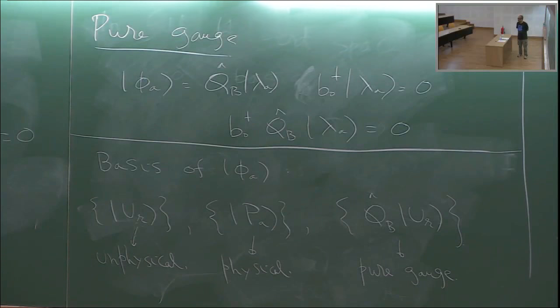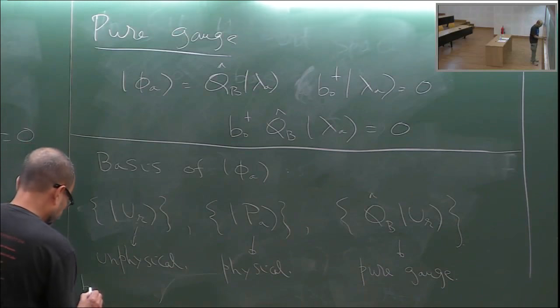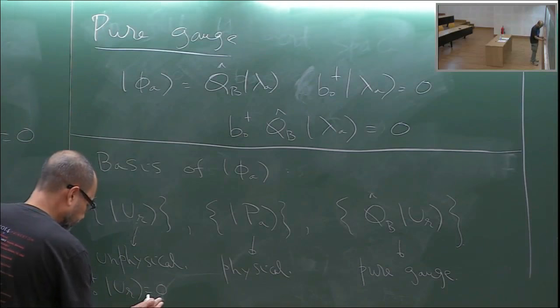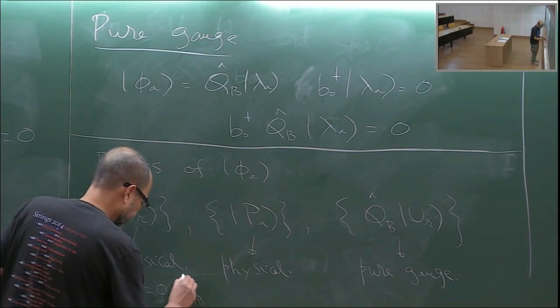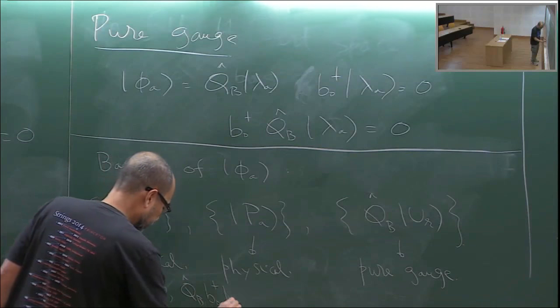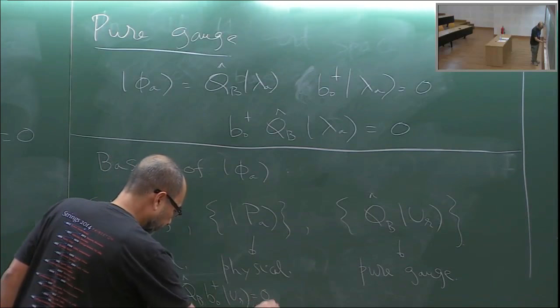Is this point clear? So let me repeat again. What I have done here is that I have a phi A, which satisfies conditions A and B. These are the two conditions that it satisfies. And let me write down the conditions maybe here, it will be clear. So B naught plus UR should be 0. QB hat B naught plus UR should be 0.